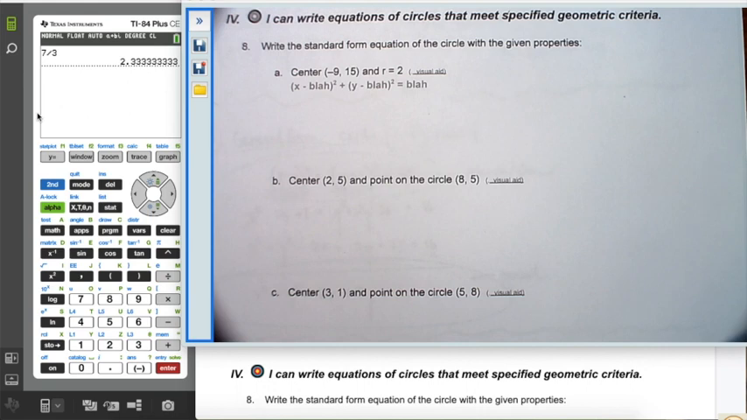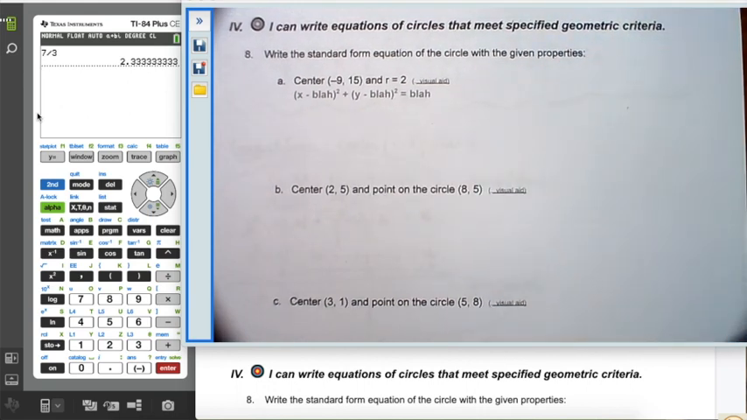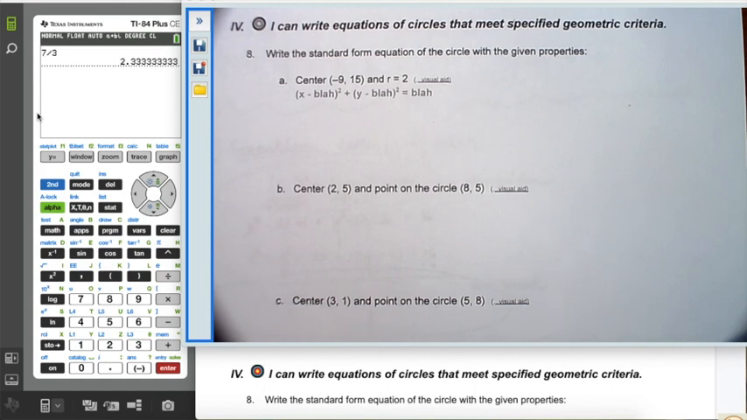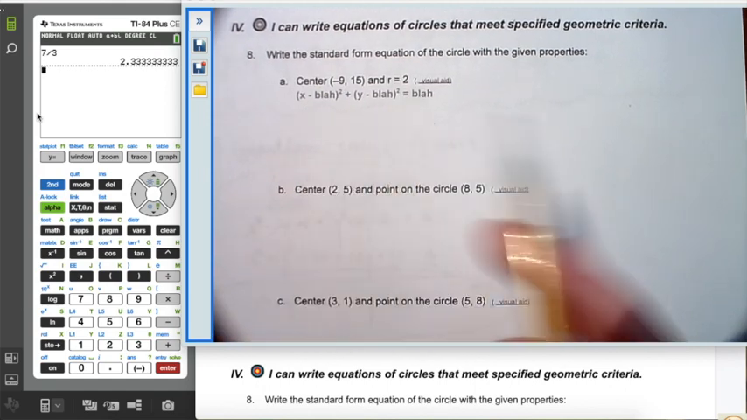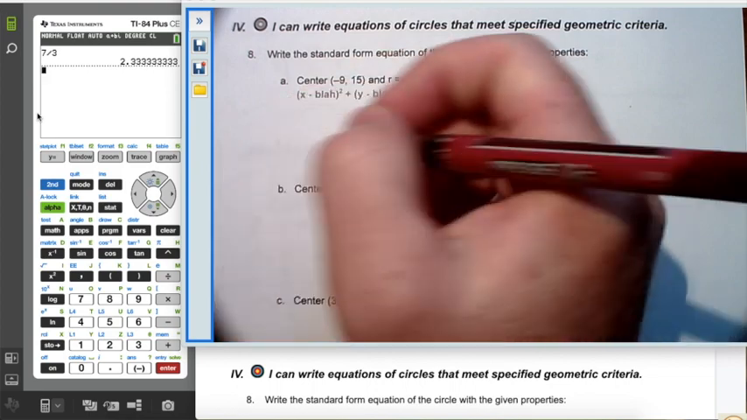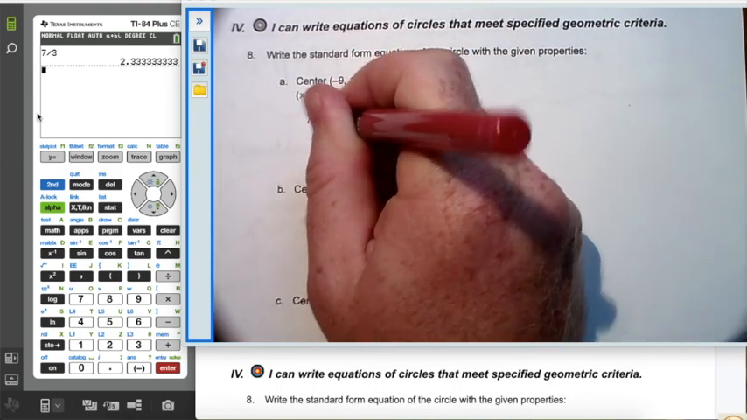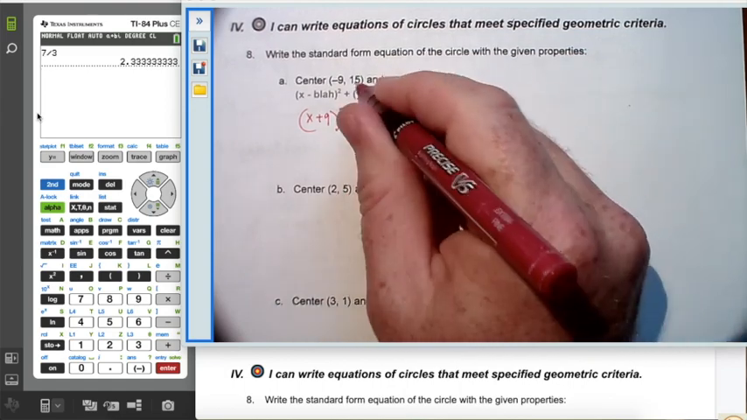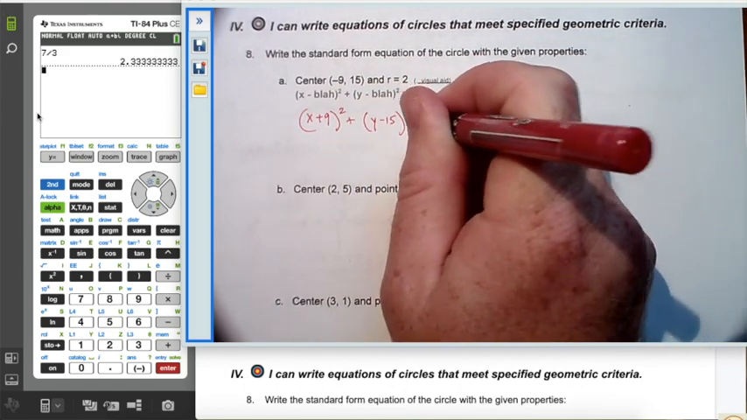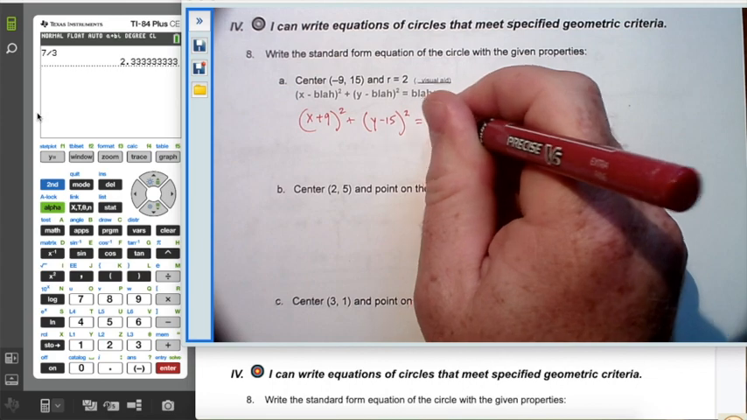This is Algebraic Connections Study Guide topic number 4, Writing Equations of Circles. So we have in our first example, we're going to try and write the standard form of a couple of circles. This one's great because it tells you what the center and the radius is. So you can literally just plug in the center of -9 and 15. You can plug those numbers into that standard form and write the radius squared as 4.